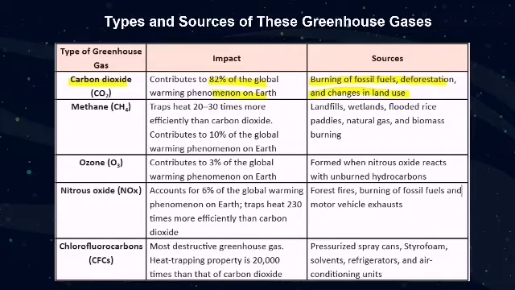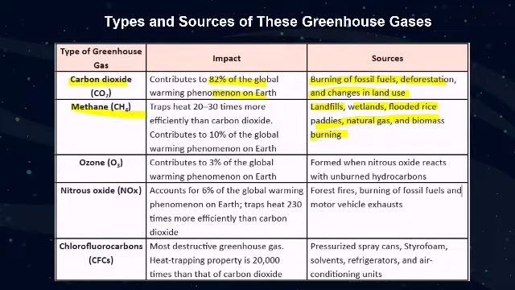Next is methane. It traps heat 20 to 30 times more efficiently than carbon dioxide and contributes 10% of the global warming phenomenon on Earth. Sources: landfills, wetlands, flooded rice paddies, natural gas and biomass burning.